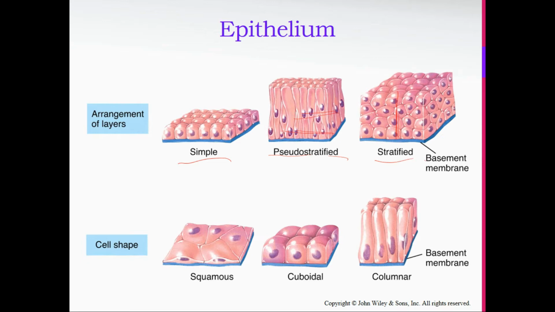And then you can go by cell shape. So a flat cell is referred to as squamous. The cube shaped cells are referred to as cuboidal. And the very tall column shaped cells are referred to as columnar.